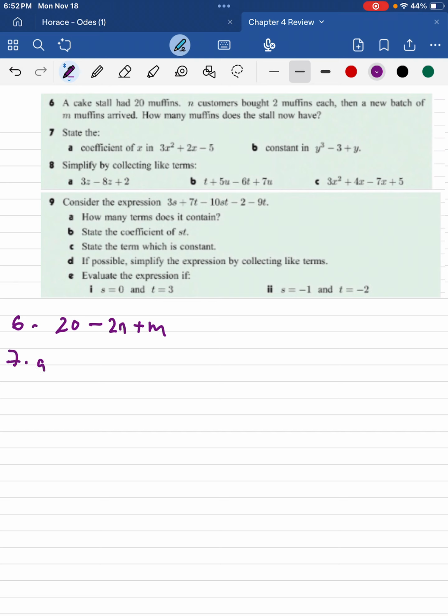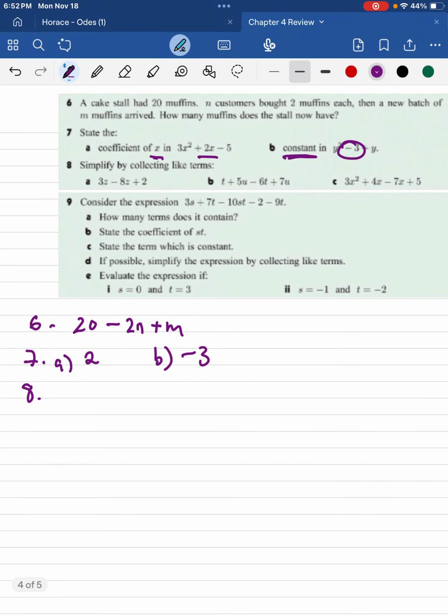Okay. Number 7, coefficient of x. It's going to be this thing right here, 2. The constant, on the other hand, is just the number that goes by itself. It's going to be the 3 with the sign in front of it, -3.